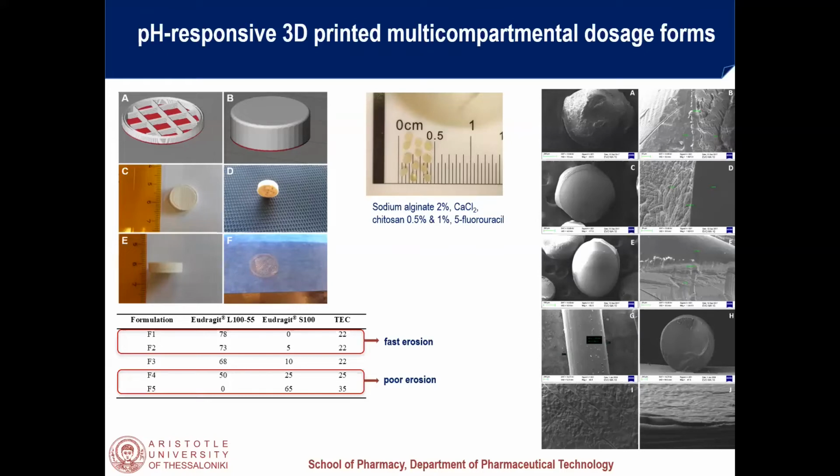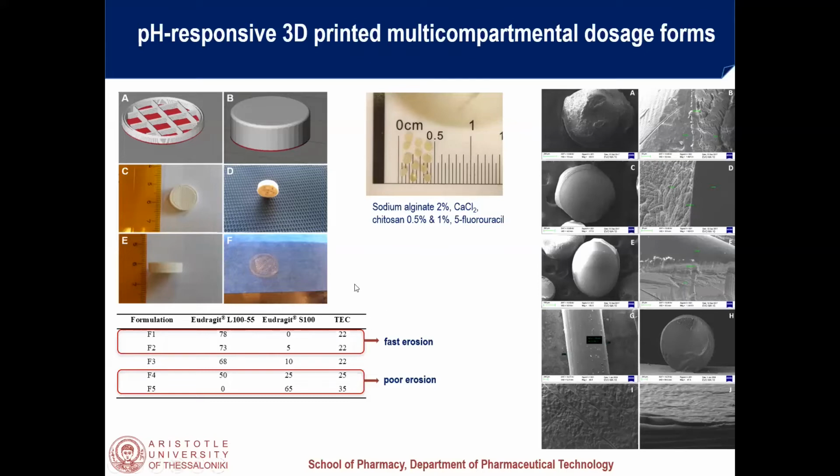But the other four formulations unfortunately didn't work. For the first two, because of the fast erosion of the mixture of the polymers, we had fast release, and for the other two, they had very poor erosion, so the release of the active was very slow.